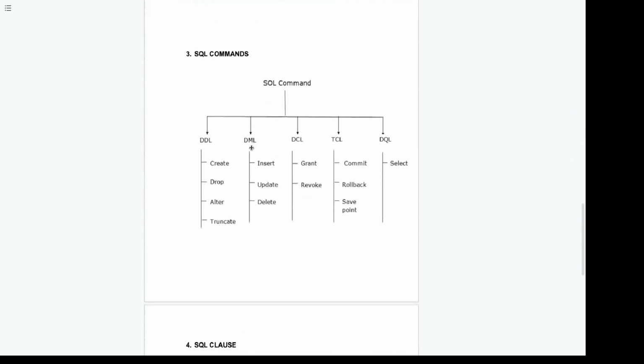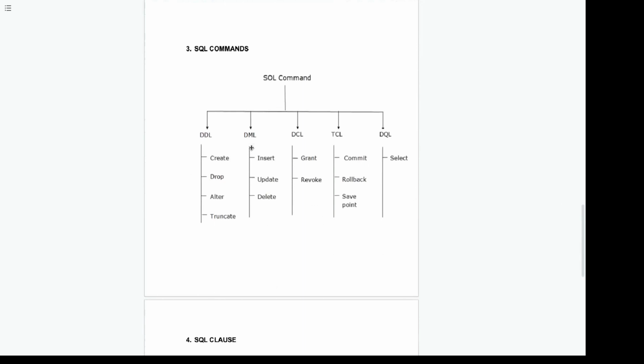Now the third and most commonly asked question is SQL commands. They can ask you to give examples and tell about different kinds of SQL commands. There are mainly 5 kinds of SQL commands: DDL, data definition language; DML, data manipulation language; DCL, data control language; TCL, transaction control language; and DQL, data query language. You should give an example of each type.